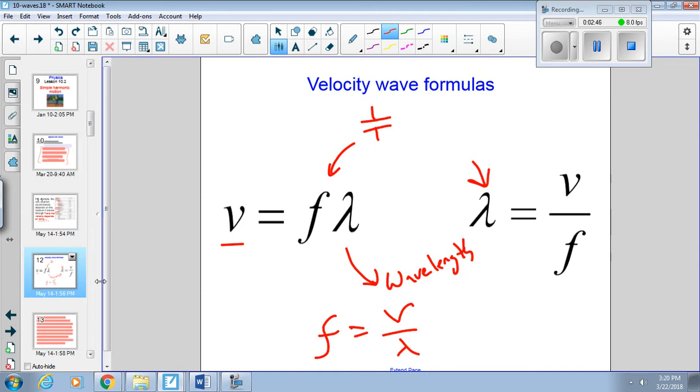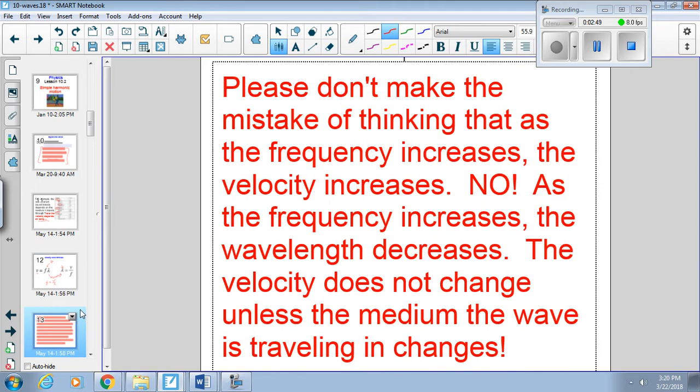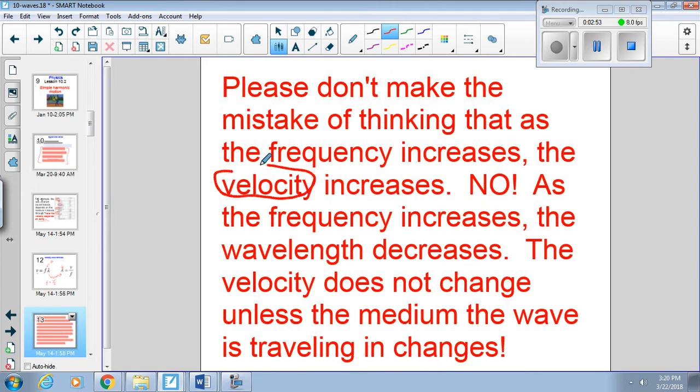But it's very important to remember that velocity does not change with frequency. It doesn't do it. The only time it's going to change is when the medium changes. So if it's going from water to air, those are two different mediums, so the sound would travel at two different speeds. That's what I want you to know.